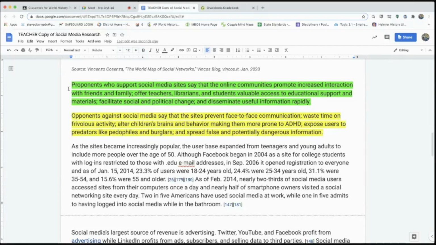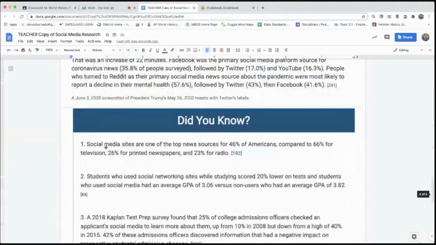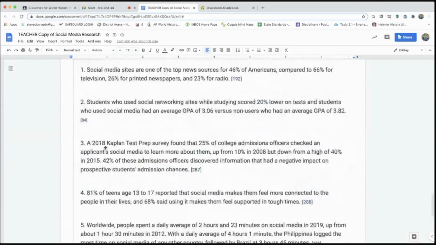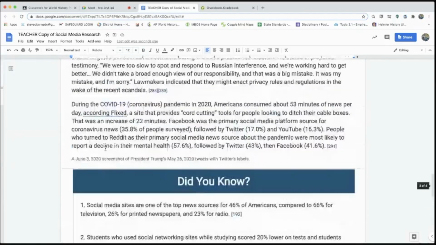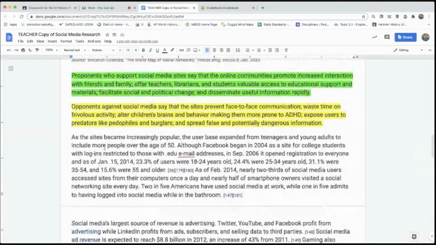Your job is to read the rest of the page, the rest of the research, and there's some "Did you know" facts that are very interesting, right here. So you can read all of this. And as you read, anything that reflects a positive impact of social media, highlight it in green. Anything that reflects a negative impact of social media, highlight in yellow.